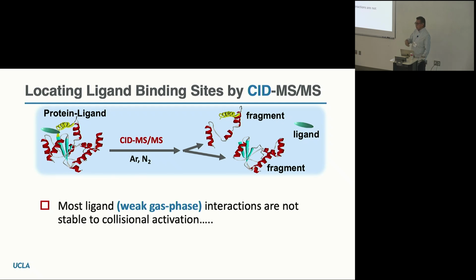That ligand will just fly off because it's weakly bound in the gas phase or even in solution phase. And so the ligand will fall off, you'll just see a peak for the ligand, but you won't get any positional information if you fragment it this way. So these weak interactions are not stable to collisional activation.